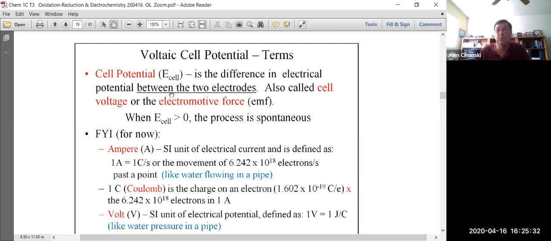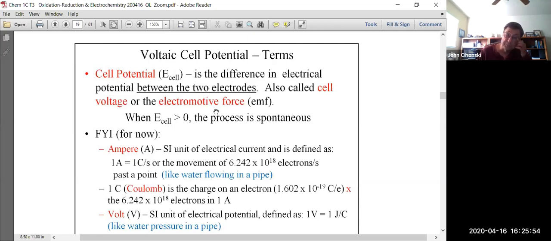Okay, now, whenever we talk about a cell, we either refer to this as the cell voltage or electromotive force. They are both essentially the same term. I think if you're a physicist or an engineer, you may use EMF sometimes in some applications more than voltage, but it really doesn't matter.